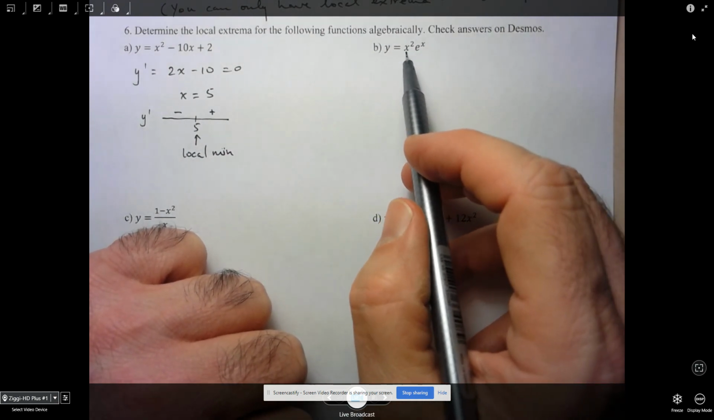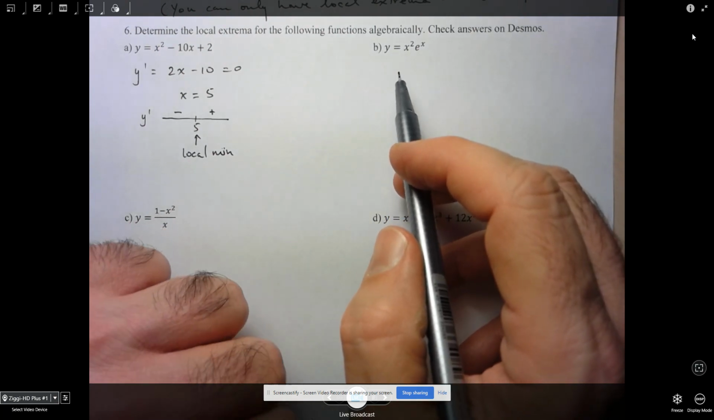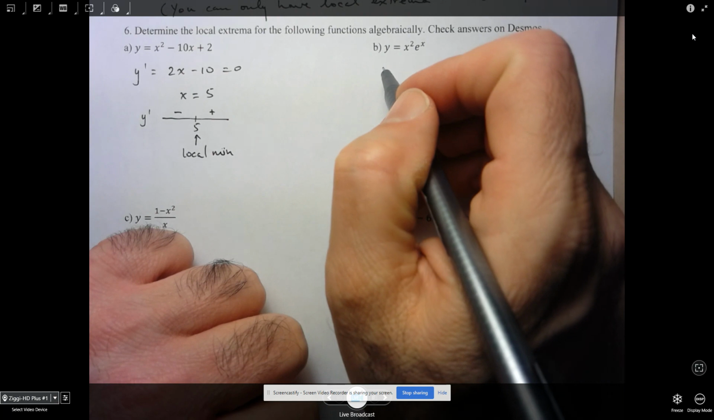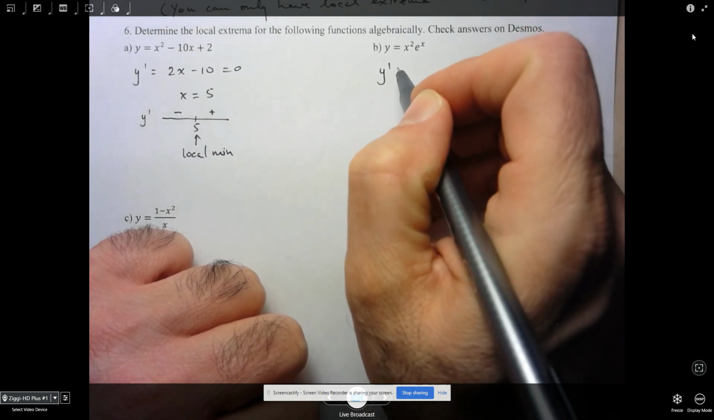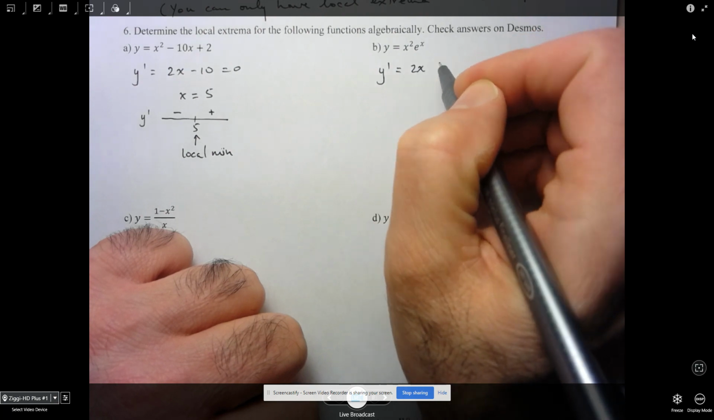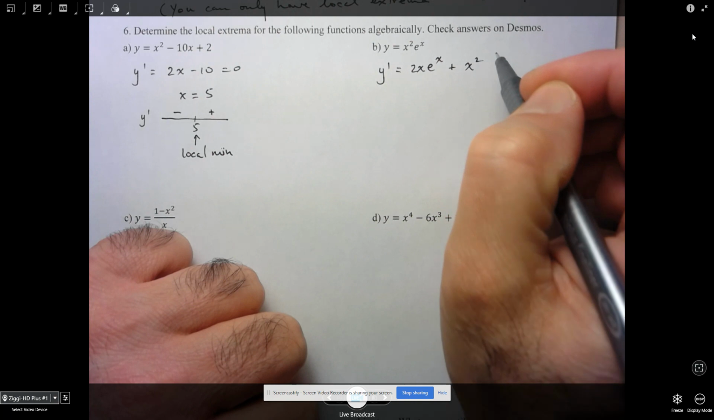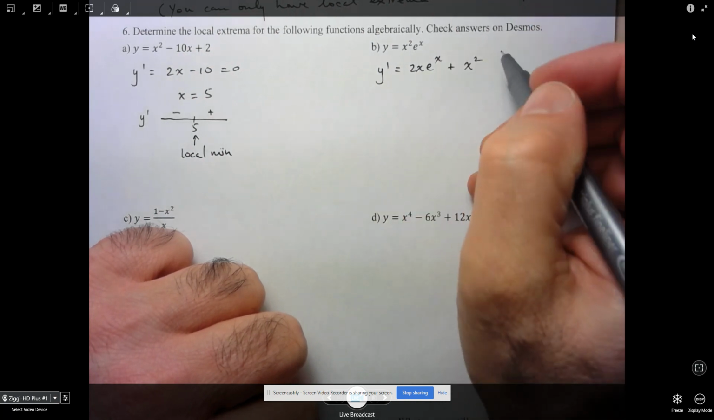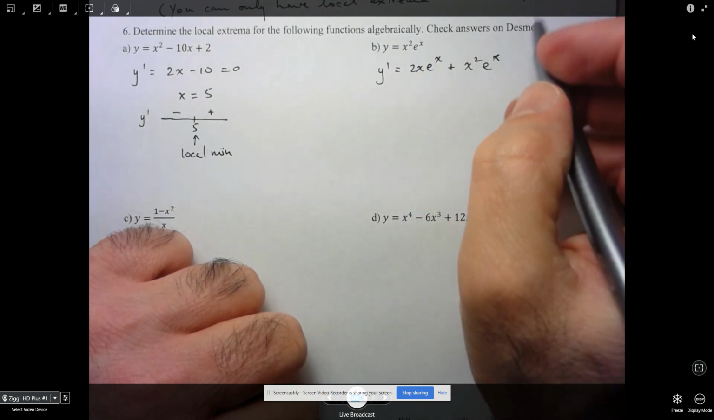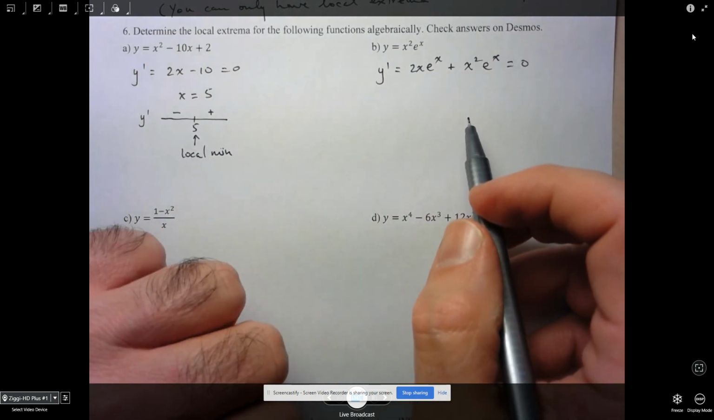Again, x squared e to the x. This will have a domain of all real numbers. So let's see if it has any local extrema. So step 1 is to take the derivative. Okay, we're going to have to use a product rule. So the first is 2x times the second function e to the x plus x squared, first function, times the derivative of the second, which of course is just e to the x. And again, we want to set this to 0. We don't have to worry about where it doesn't exist.